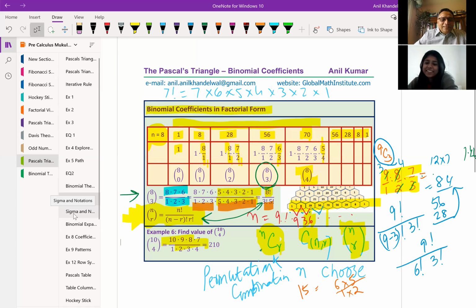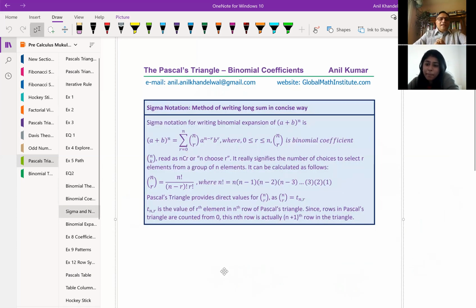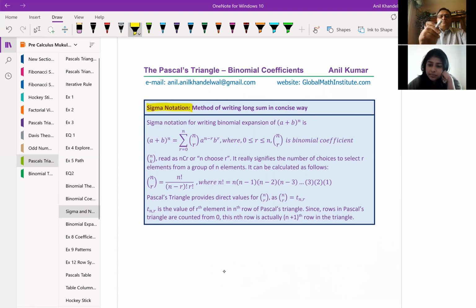Let's move forward. What I've done here is summarize a few terms which we have just used. We'll talk about the sigma notation. Sigma is a kind of sum, as you've seen, we are adding all the numbers. The binomial theorem itself is a series which is added. Sometimes we want to represent it like a polynomial, a_n x to the power of n plus a_(n-1) x to the power of n minus 1, the whole series, using sigma notation.